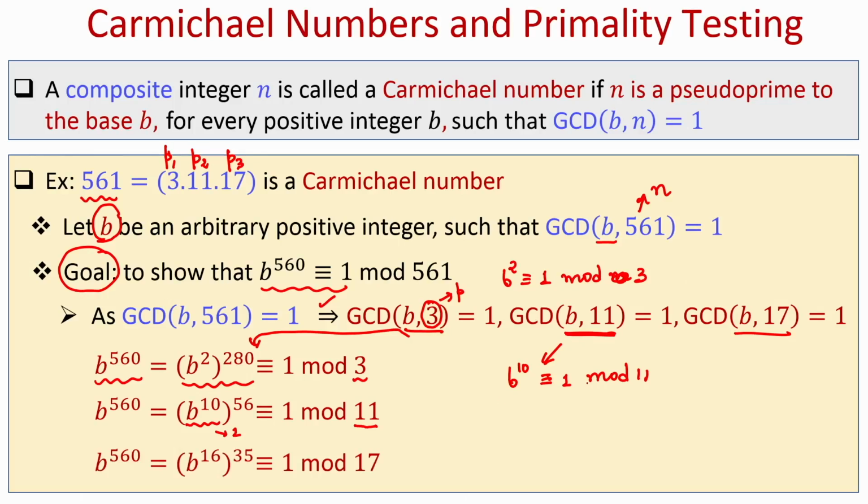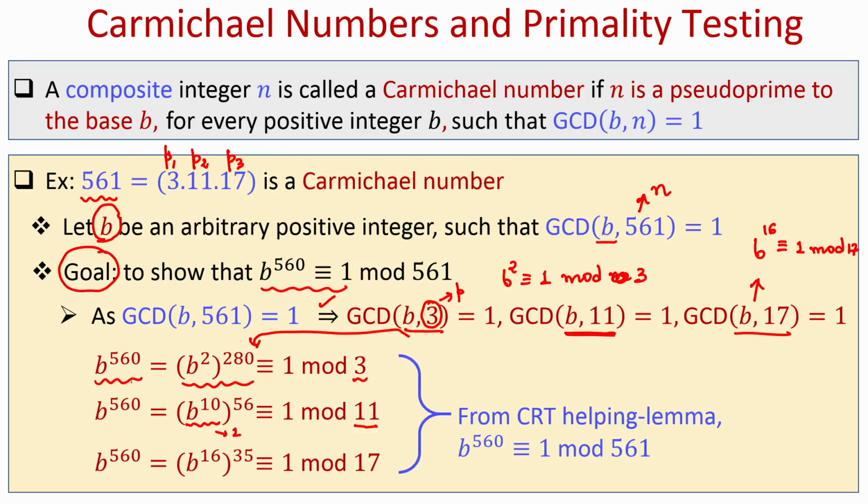And in the same way, b to the power 560 will be congruent to 1 modulo 17, because again I can apply Fermat's little theorem here. 17 is a prime number, b is co-prime to 17. So, from Fermat's little theorem, b to the power 17 minus 1, namely 16, will be congruent to 1 modulo 17. So, I can rewrite b to the power 560 as 35 blocks of b to the power 16 modulo 17. Each block of b to the power 16 modulo 17 will give me remainder 1, and hence I will get 1 multiplied to itself 35 times, which will give me the remainder 1.